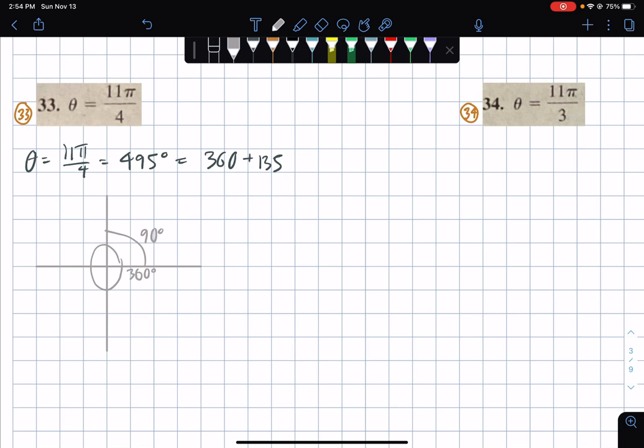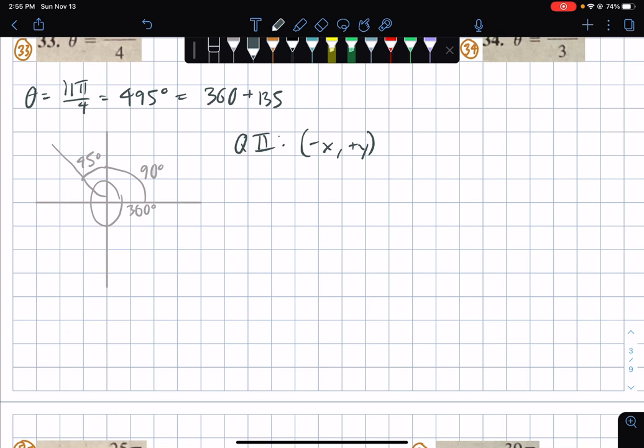So we have 450 minus 495, which is 45 degrees. So another 45 degrees and we're done. We can say that we landed on quadrant 2, so x is negative, y is positive, and because it's 45 degrees, that corresponds to pi over 4.